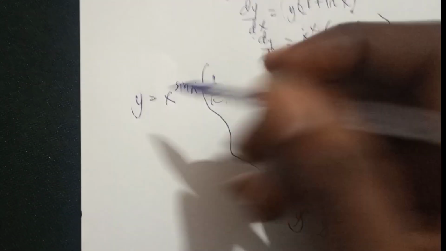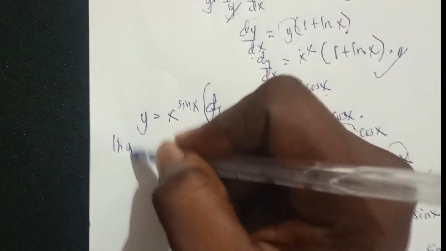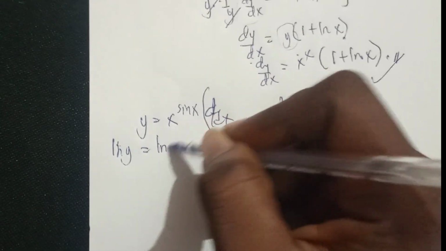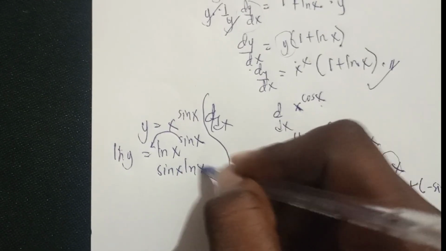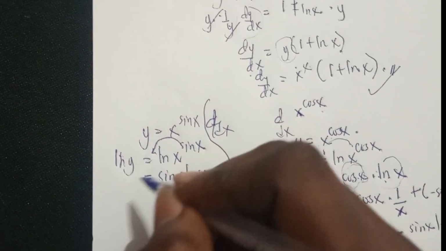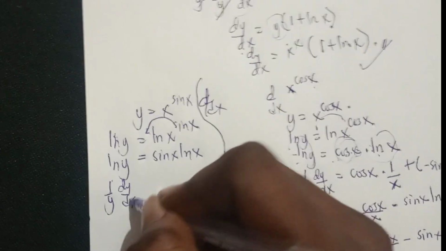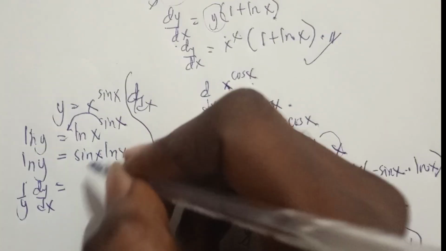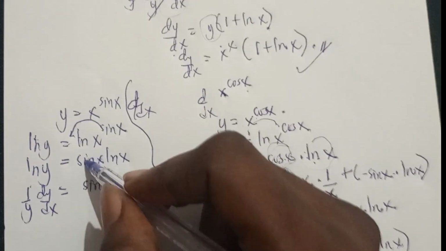Okay, so we are going to use the same rule. First of all, we are going to take natural log of both sides, natural log of x to the power sine x. This goes in front. So sine x multiplying natural log of x is equal to natural log of y. The next thing is you differentiate. So that's 1 over y dy/dx is equal to, now I'm maintaining this first. So I maintain this, I differentiate that. Then now I differentiate this.